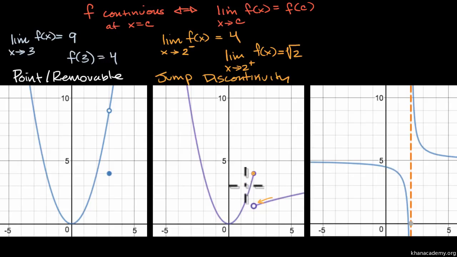But it's clear, even visually, that you're approaching two different values when you approach from the left than when you approach from the right. So even though the one-sided limits exist, they're not approaching the same thing, so the two-sided limit doesn't exist. And if the two-sided limit doesn't exist, it for sure cannot be equal to the value of the function there, even if the function is defined. So that's why the jump discontinuity is failing this test.